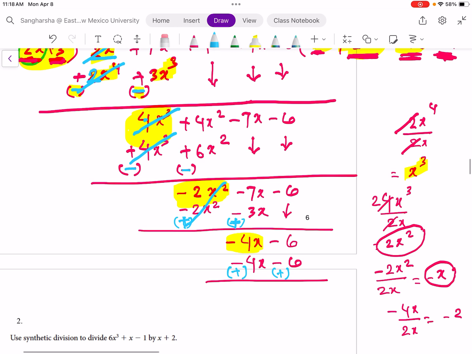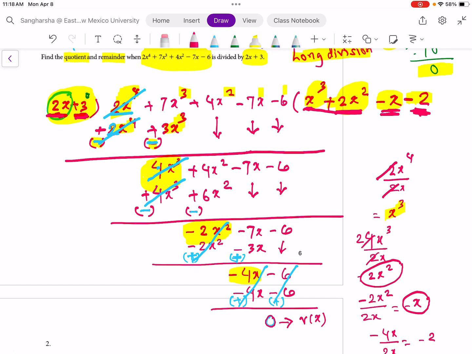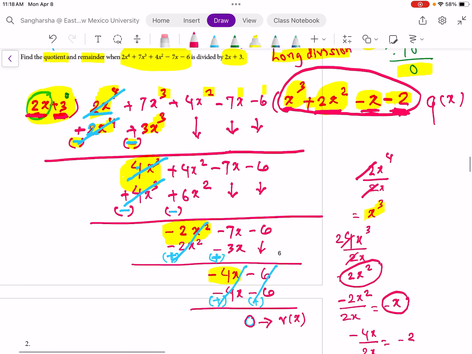So negative 4x, positive 4x, 0. Negative 6, positive 6, 0. So we have 0 here. Now what is this 0? This is our remainder, right? Which is r of x, the remainder. And what is this? This is our quotient, and we use q of x. So this is our q of x.